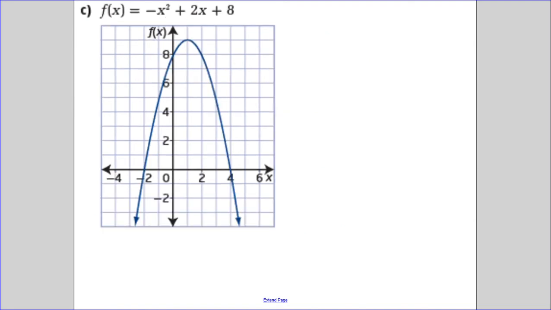Alright, let's try with the next one. So again, pause the video, give it a try, see how much of the information you can come up with, and then come back when you're ready to go through.